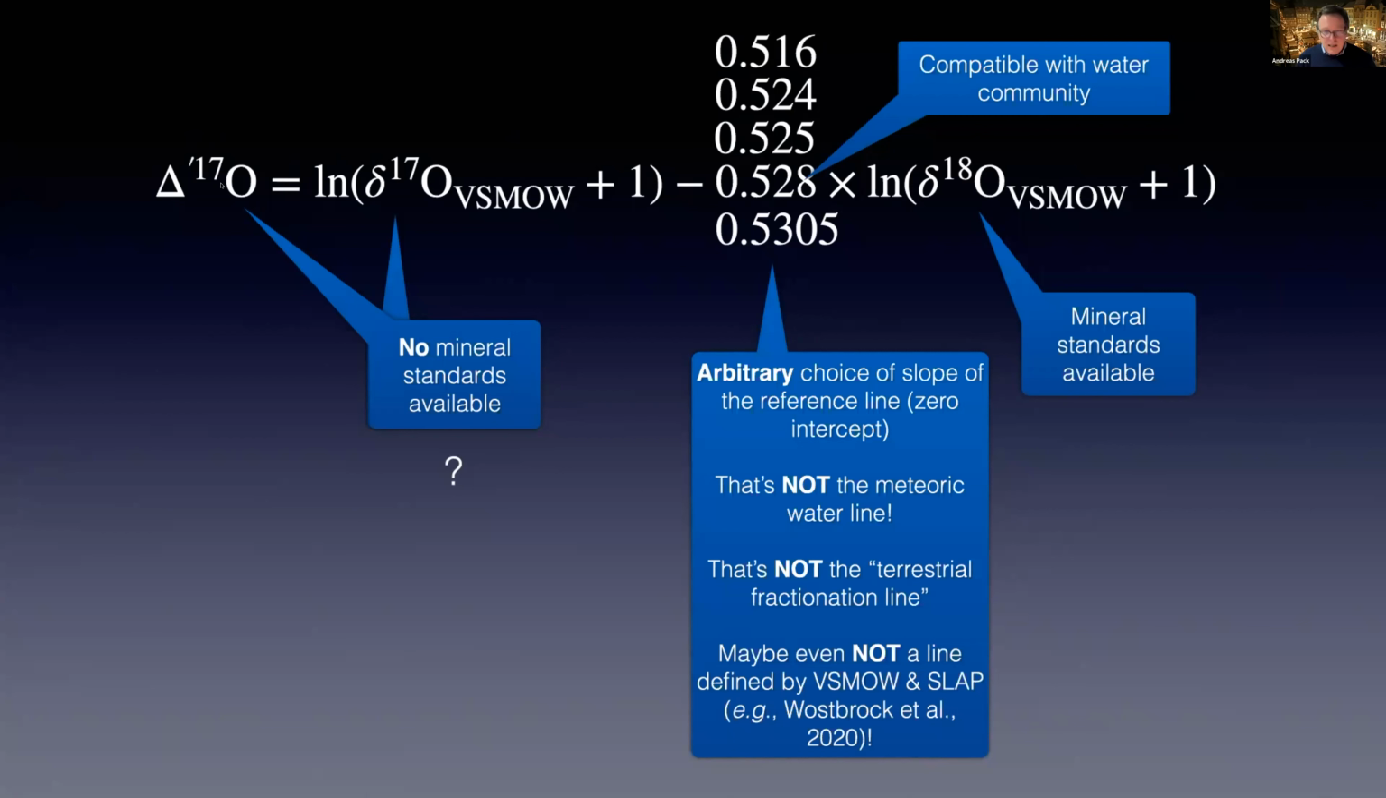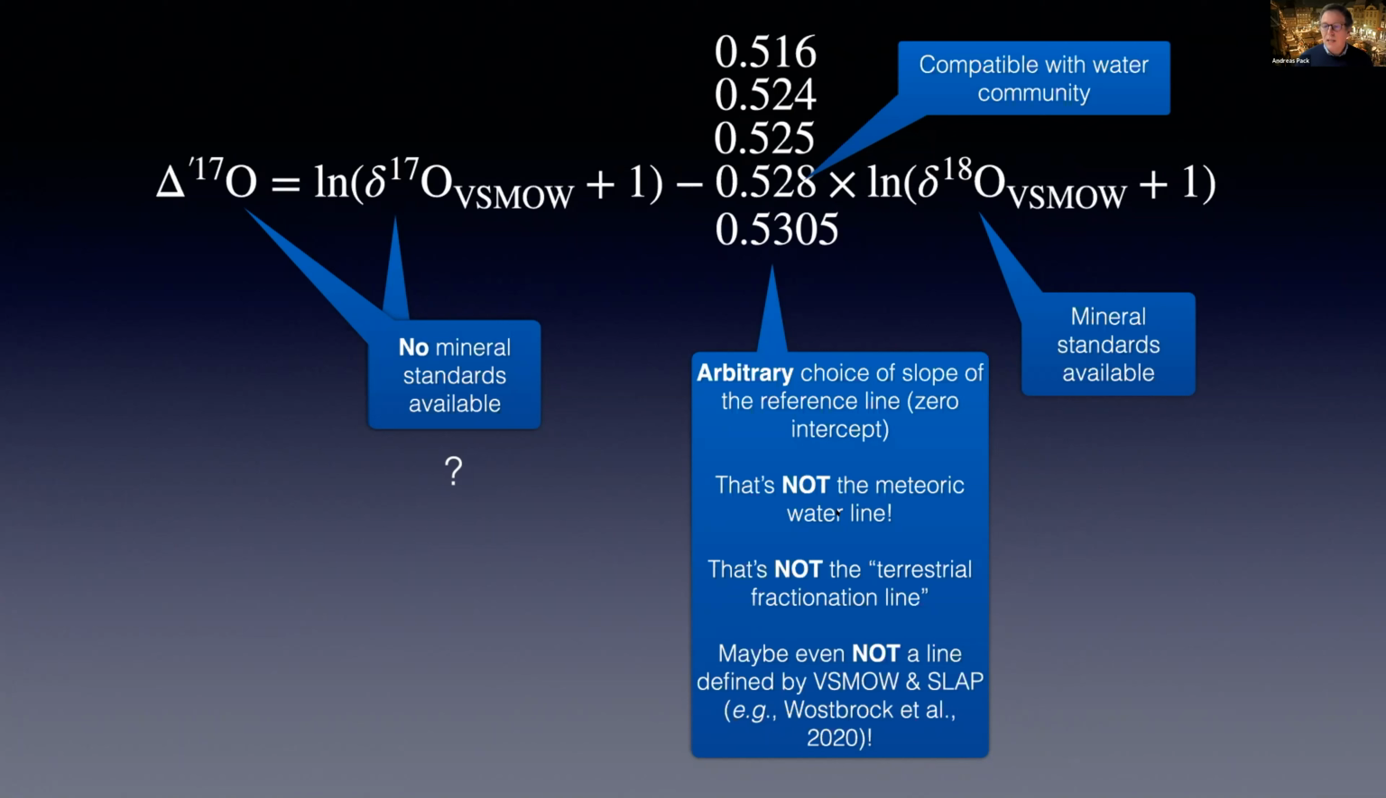Regarding the reference line slope, I have a weak spot for 0.5305 because this has a physical meaning, but in order to get things compatible with the water community, I've converted to 0.528, which just makes it easier if the water community and the rock and other communities are using the same definition. It's just making life easier. As I said, there's no wrong, no right value. But this is clear: this is an arbitrary choice of a reference line.